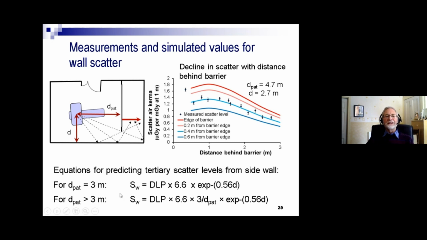So these were the equations we came up with. They're very approximate, but they will give some information. This equation relates to ones where the distance d is 3 meters, and this equation where it's more than 3 meters. But the biggest factor is the distance of the isocenter from the scattering wall. So that's taken into account in this exponential component. So those are equations you can use.